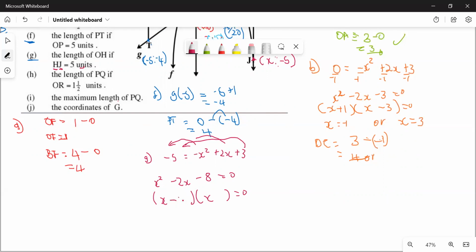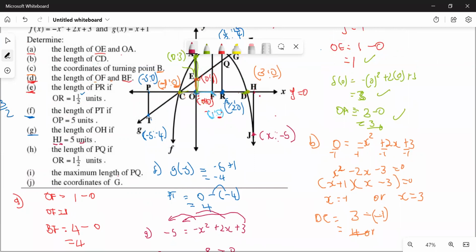So we are going to have -4 plus 2. And then it says x is going to be 4 or x is going to be equal to -2. Which one are we taking for h here? What are going to be the coordinates of h here? 4, which goes with 0. So we're going to have 4, which goes with 0.